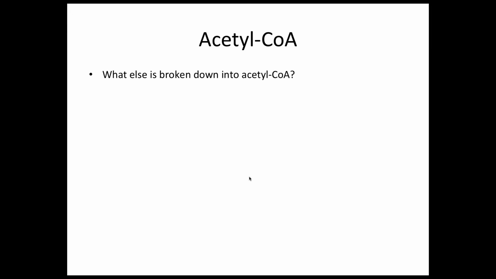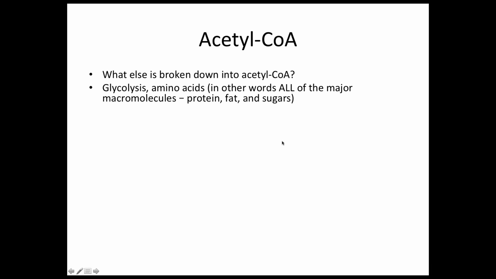Well, you can get glucose through glycolysis and then pyruvate dehydrogenase. What else? How about proteins? Can a protein be broken down into acetyl-CoA? Yeah, it can. Exactly. So in other words, you're telling me that all of the major macromolecules, protein, fat, and sugars, all of them can be made into acetyl-CoA?